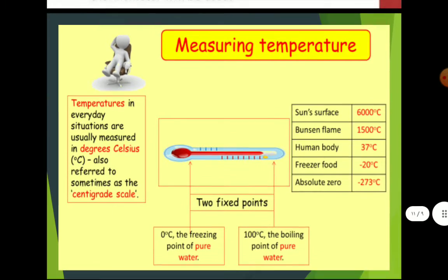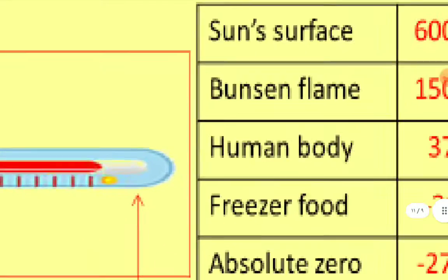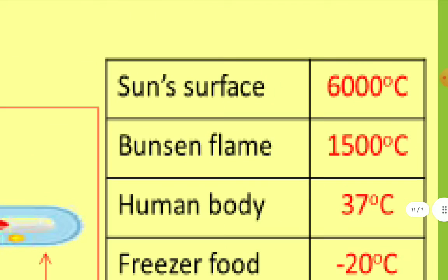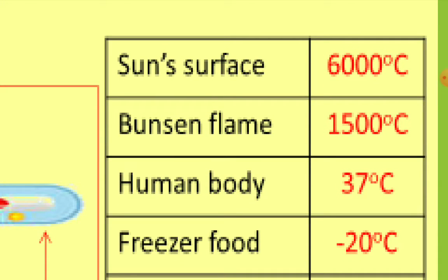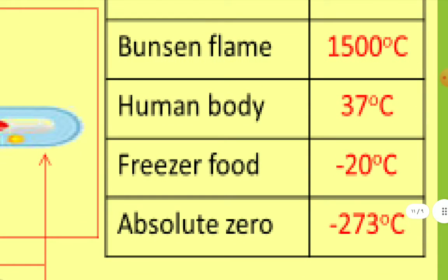You can see the sun's surface here. The sun's surface is 6,000 Celsius, and the Bunsen flame 1,500, and the human body 37. This is the human body, and frozen food minus 20 Celsius, and absolute zero. This absolute zero, we will speak about it in part 2 of this lesson.